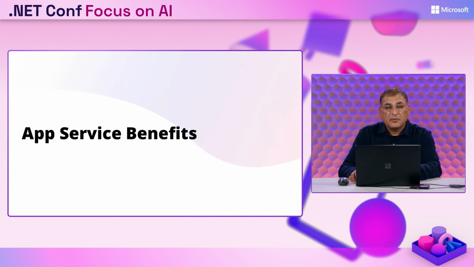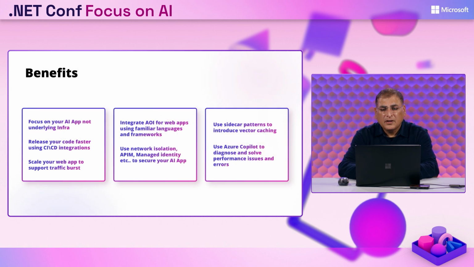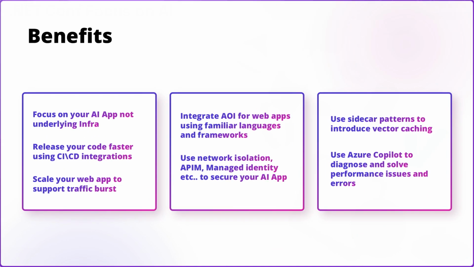So let's start by talking about some of the App Service benefits. Now, there are multiple benefits of deploying your web apps on App Service, but today I am focusing primarily on the ones that are specifically useful for apps that use generative AI capabilities. First thing is you focus on integrating Gen AI capabilities with your web app and not on the underlying infrastructure.